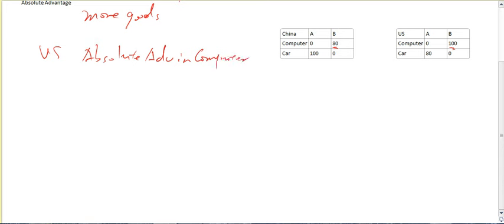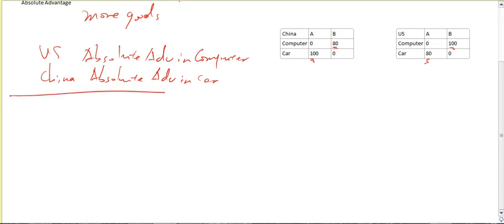Now, China can produce 100 cars at maximum, and the US can produce 80 cars at maximum. So we say China has an absolute advantage in cars. All you have to do is compare to see whichever country can produce more of each good. But for comparative advantage, what you need to look for is whichever country has a lower opportunity cost.